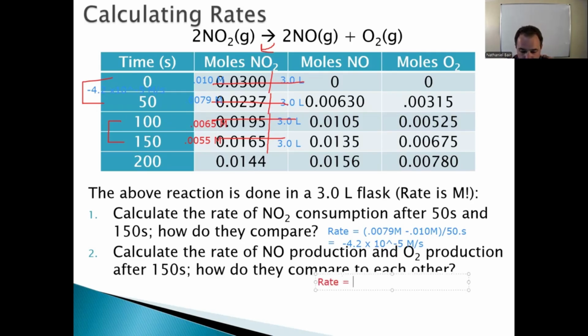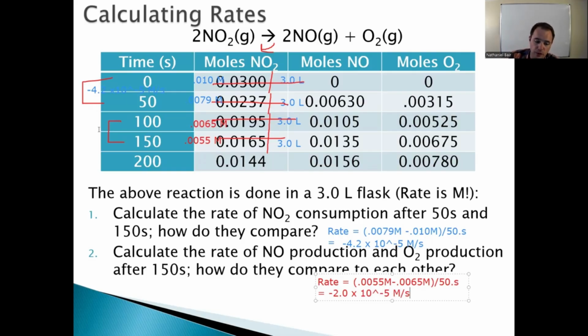That's going to be rate equals 0.0055 minus 0.0065, and that's all molar, right? So molar, and then divided by 50 seconds. So let's punch that in. Again, be careful of order of operations. And we get, with 2 sig figs, negative 2.0 times 10 to the negative fifth molar per second.